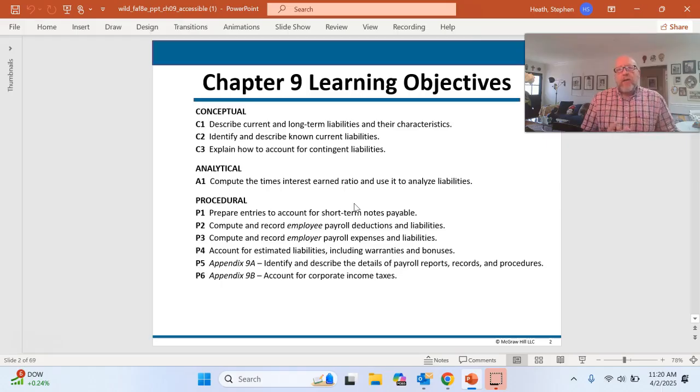And in my mind, there's really three buckets of current liabilities. The first one is known liabilities, known short-term liabilities. And we'll get into that, but it's like sales tax and accounts payable. Those are short-term liabilities that we know the amounts.